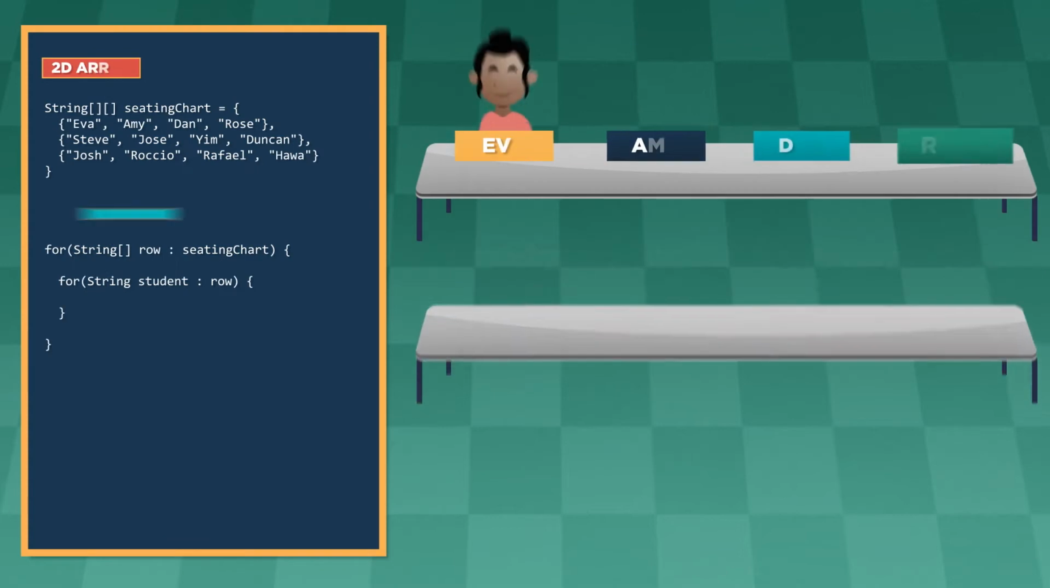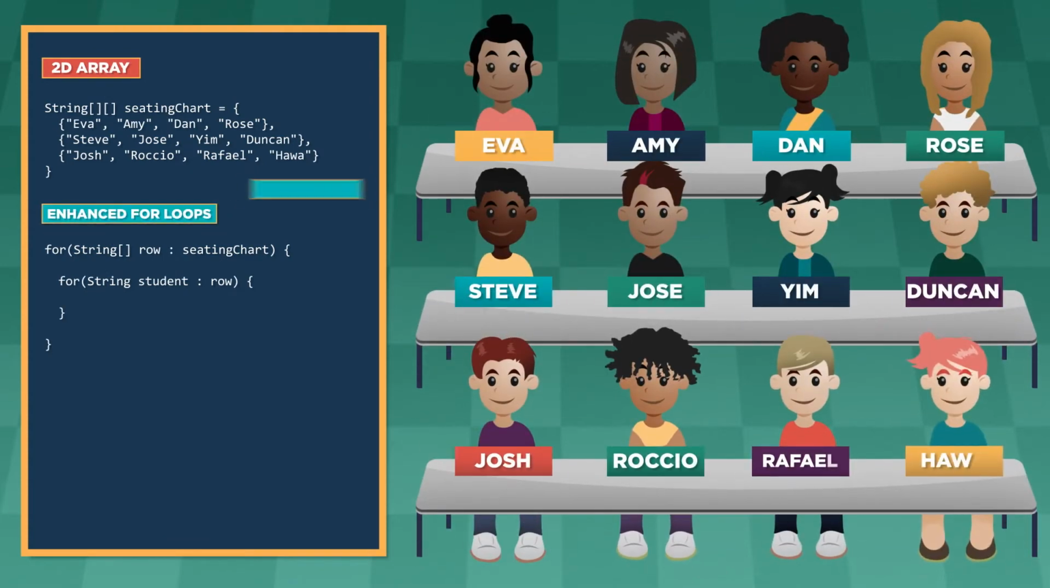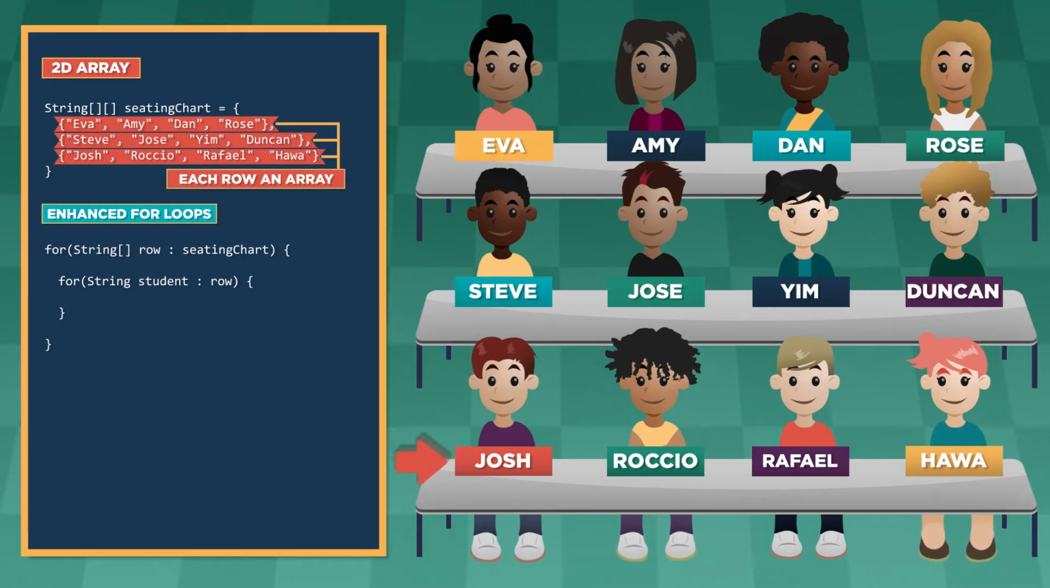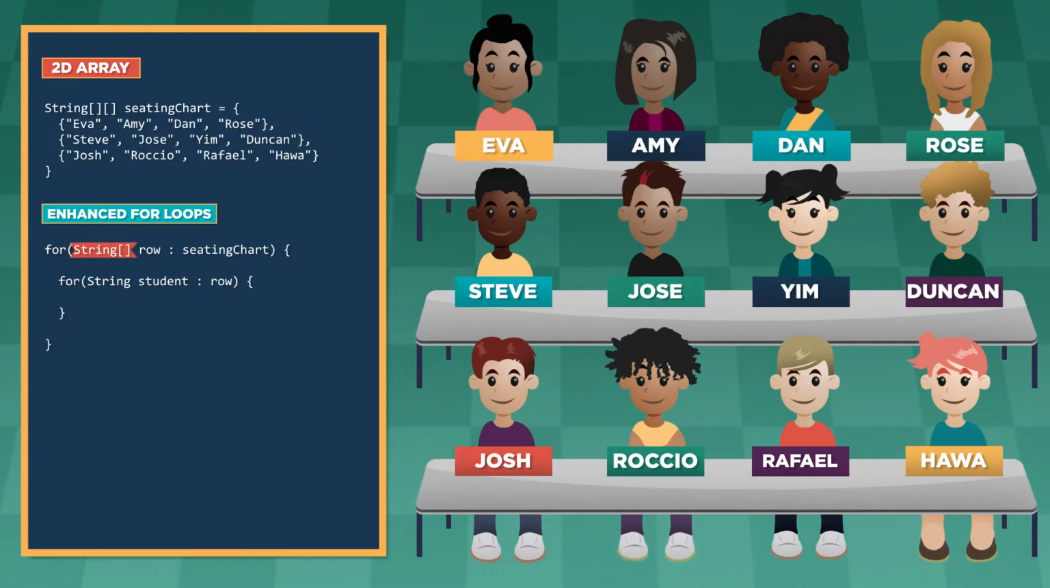Let's look at an example using a seating chart from a classroom. The outer loop represents traversing each row of the 2D array. Since each row is an array itself, we need to make sure we have the correct data type in our enhanced for loop. That's why we define row as an array of strings, which moves through each row of our 2D seating chart.